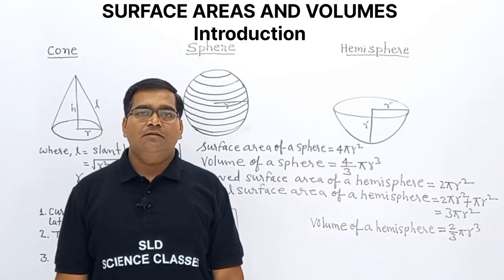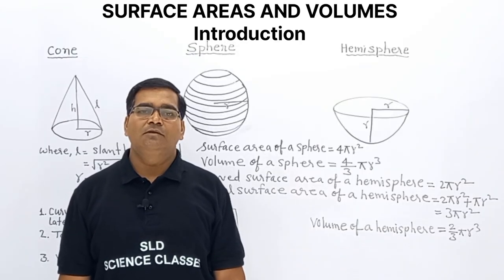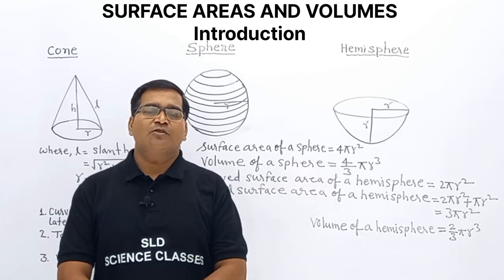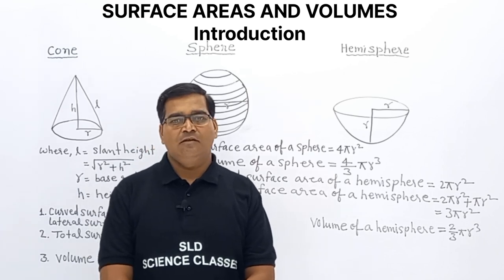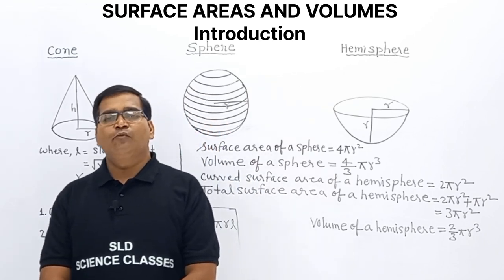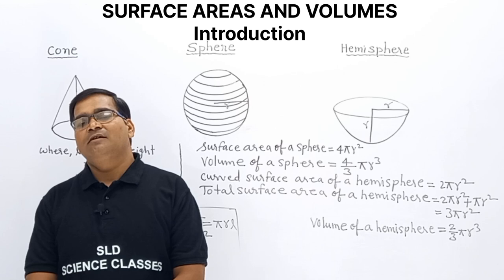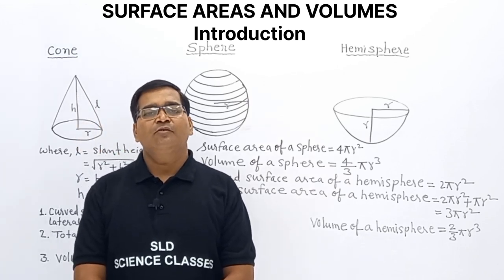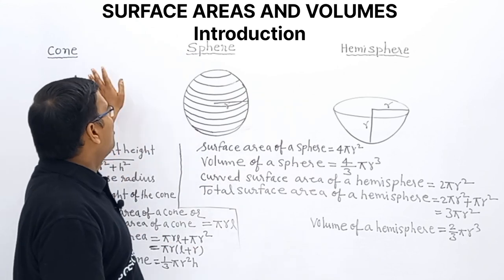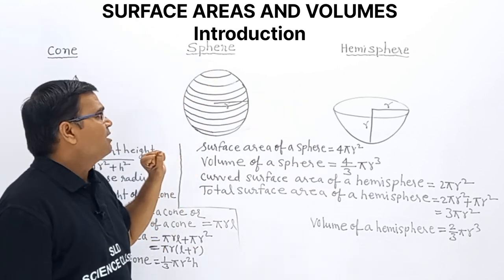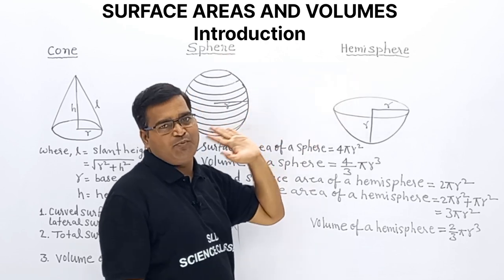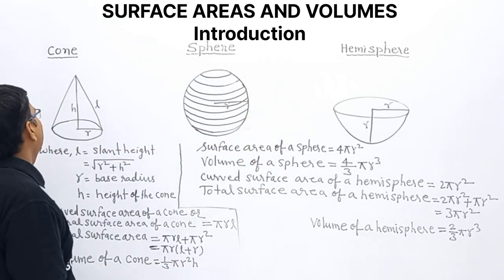In this class, we are going to discuss the introduction of surface area and volume. In our syllabus, we have two things: we want the surface area and volume of a cone and a sphere. Observe, what things do we have in our syllabus? Cone and sphere. Sphere to hemisphere. Half of the sphere will be what? Hemisphere. Simple things we have in our syllabus.